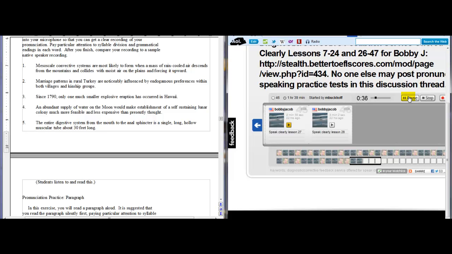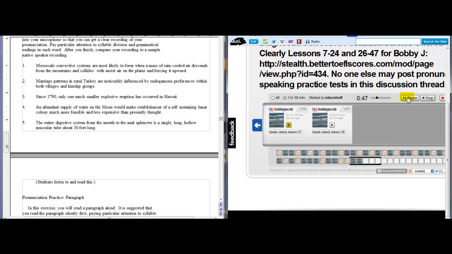are most likely to form when a mass of rain-cooled air descends from the mountains and collides with moisture on the plains and forcing it upward. Pretty good with your pausing there. I liked how you paused before your adverb clause there. That was very natural, and good job on that.